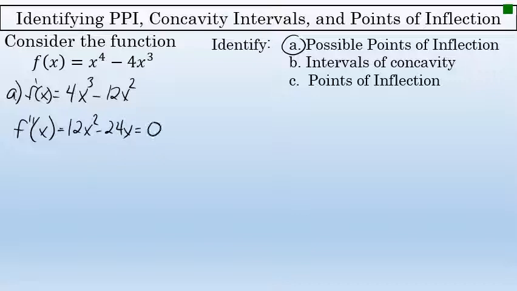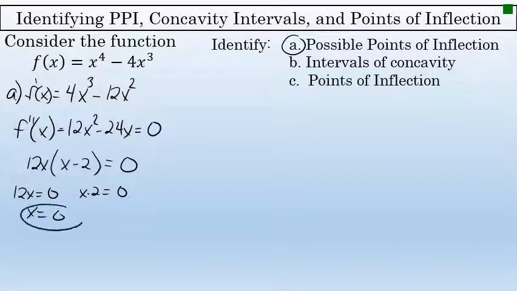To find the possible points of inflection, you set the second derivative equal to 0. The easiest way to solve this equation would be to factor a 12x out to the front, which leaves you with x minus 2 as the other factor. And this means that the possible points of inflection come from x values where 12x is equal to 0, x equals 0, and where x minus 2 is equal to 0, x equals 2. The x values of the possible points of inflection are 0 and 2.